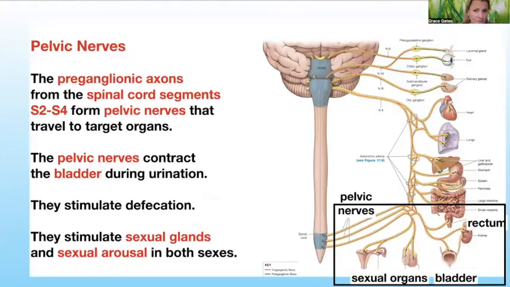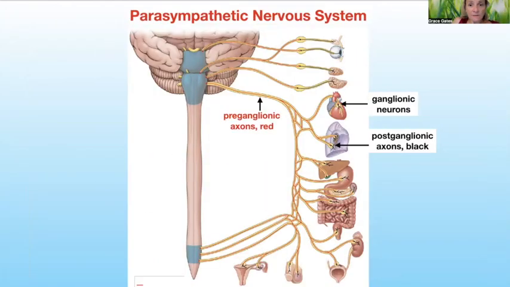Okay, now that was the cranial part of the parasympathetic nervous system. And now we will go down to the sacral part. The preganglionic axons from the spinal cord segments S2, 3, and 4 form pelvic nerves that travel to target organs. The pelvic nerves contract the bladder during urination. They stimulate defecation. They stimulate sexual glands and sexual arousal in both sexes. And here's just a picture.